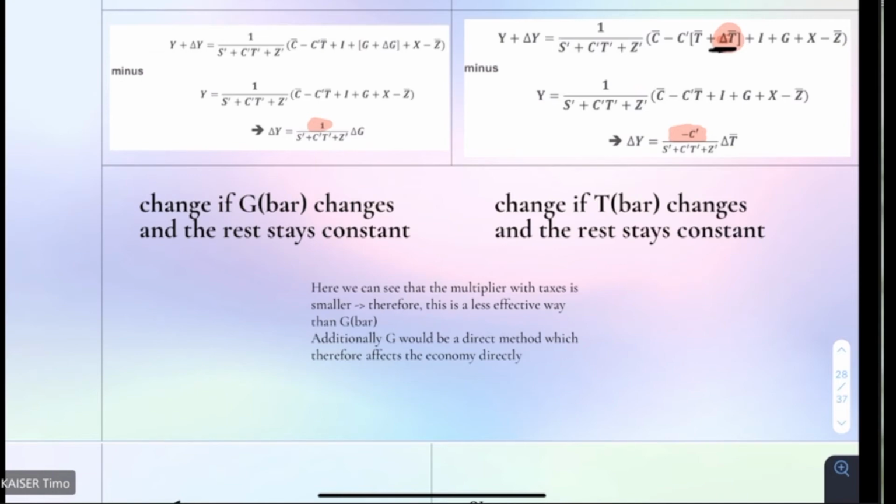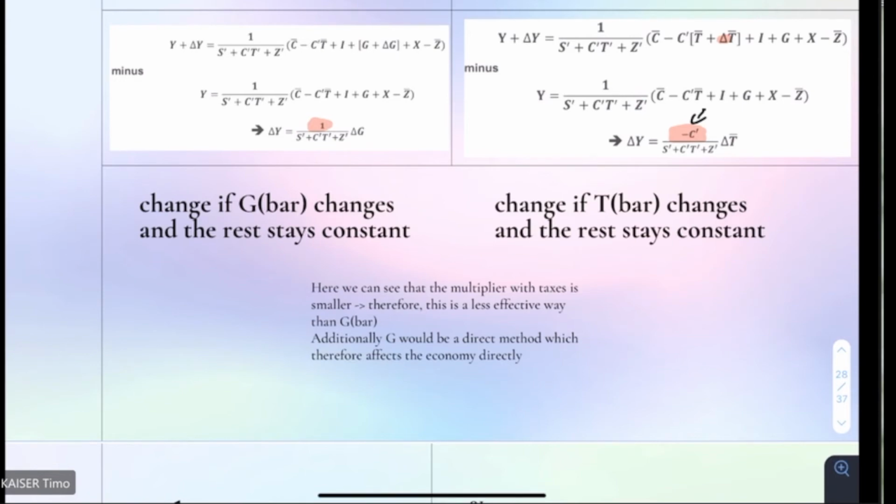Because these are actually the two main multipliers that we will use. The one for taxes, just remember, on top will be minus C prime, while here it would be 1. But if we act with Z, if it would be a change in Z, this wouldn't be a 1, it would be a minus 1, because we know Z will be subtracted from the GDP. Okay.